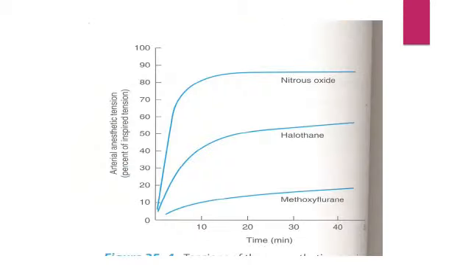Again, we can further explain it by this graphical presentation where three different gases are used. The x-axis shows the time taken by the gas to attain a high concentration in the blood, and the y-axis shows the arterial anesthetic tension. And you can clearly see that nitrous oxide attains maximum arterial anesthetic tension in less time as compared to halothane and methoxyflurane.